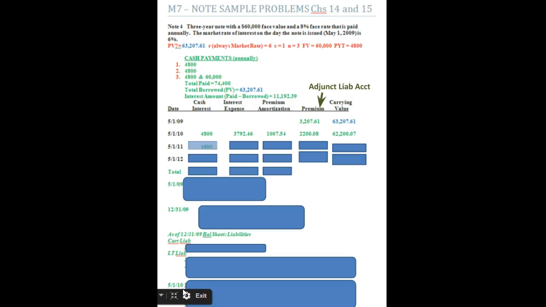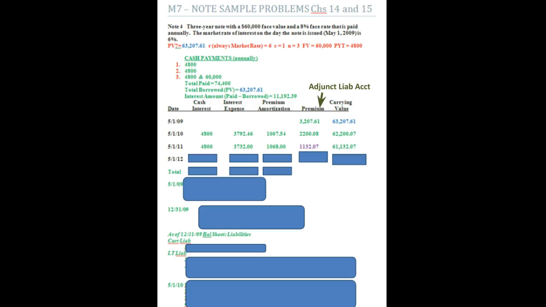So the cash interest here is still 4,800, and now we're using that 62,207 to calculate our interest. So that's the principal. The rate is still 6%, and the time is 1. And when we do that in the calculator, we get $3,732, and then that dollar difference is going to then lower. The premium amortization is going to be $1,068, and it's going to lower the premium account by that much. And we're going to have then a lower carrying value.